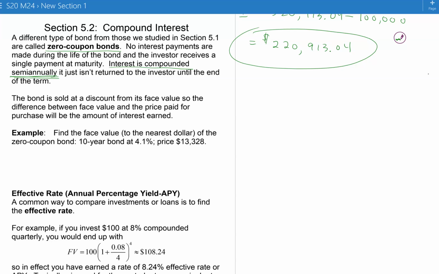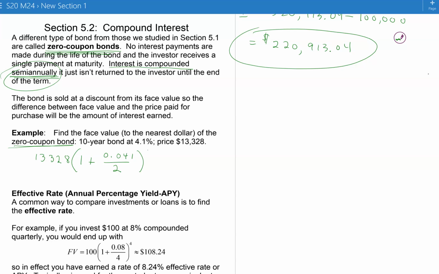So the difference between the face value and the price paid will be the amount of interest earned. So if the price is $13,328 and I have an interest rate of 4.1%, so that's 0.041 as a decimal, over semi-annually. So semi-annually is part of the zero coupon bond. As soon as they say it's a zero coupon bond, then you know it's semi-annually.